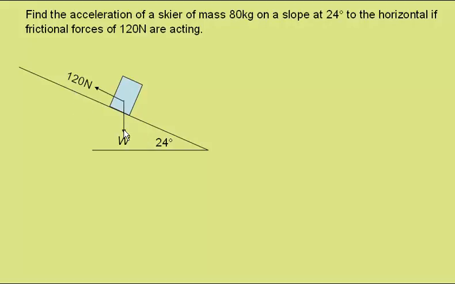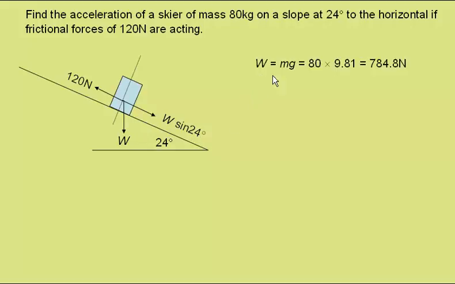The skier's weight will act vertically downwards, and I've drawn a normal to the slope. This angle here will be 24 degrees. We want to find the component of the weight W acting down the slope, that is resolving away from the 24 degrees, meaning this force will be W sin 24 degrees.